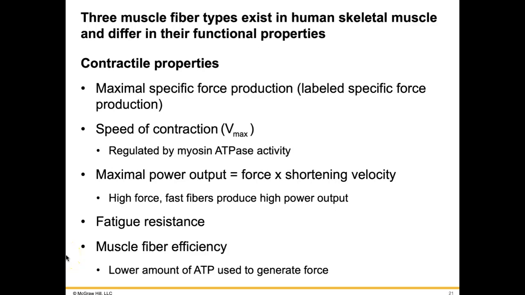Our fibers will also be different in how quickly they fatigue. So we'll see that our slow twitch muscle fibers will be fatigue resistant, whereas our fast twitch fibers will fatigue very quickly. And lastly, our muscle fiber efficiency. This is our muscle fiber's economy. How well is it at utilizing energy in performing work? The goal is to have less energy used up to perform a certain activity. So lower amounts of ATP will be used to generate a force.